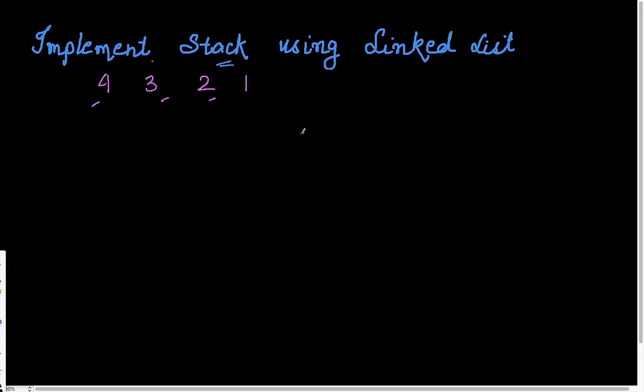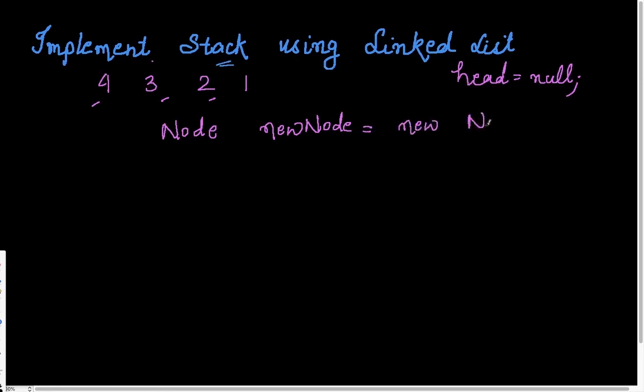So initially, let's say my list is empty, and obviously if list is empty, I know that head is equivalent to null. So what will I do? I'll create a new node. So we have Node newNode equals new Node(4). Now what is this node?